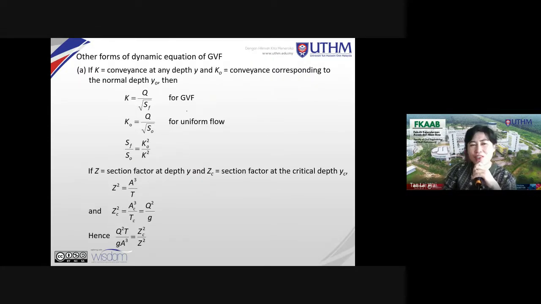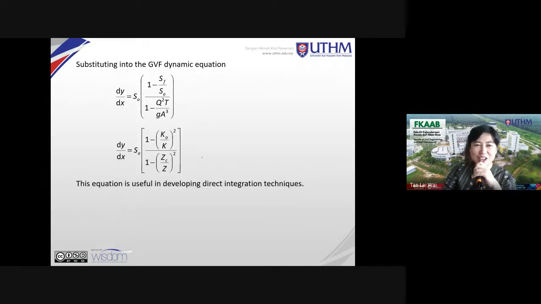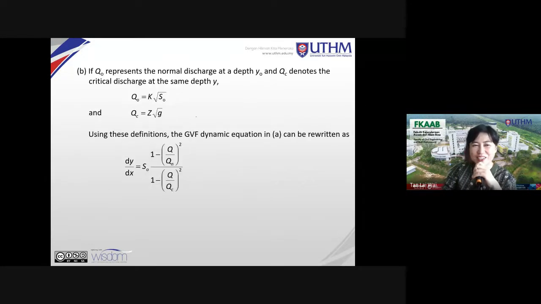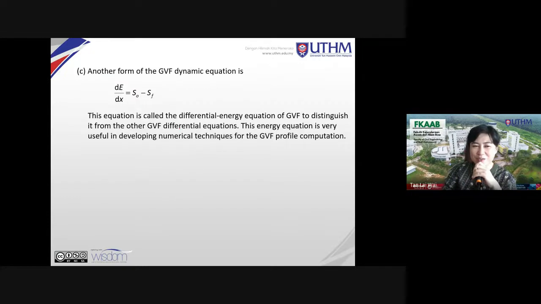Now, you also have other forms of the dynamic equation of gradually varied flow. Don't worry about this. I'll just put this up because when you do further analysis or further study, you would like to know all this. Actually, we are going to use all these equations. They are just various different equations. I'm just going to introduce them, and I'm going to skip this.